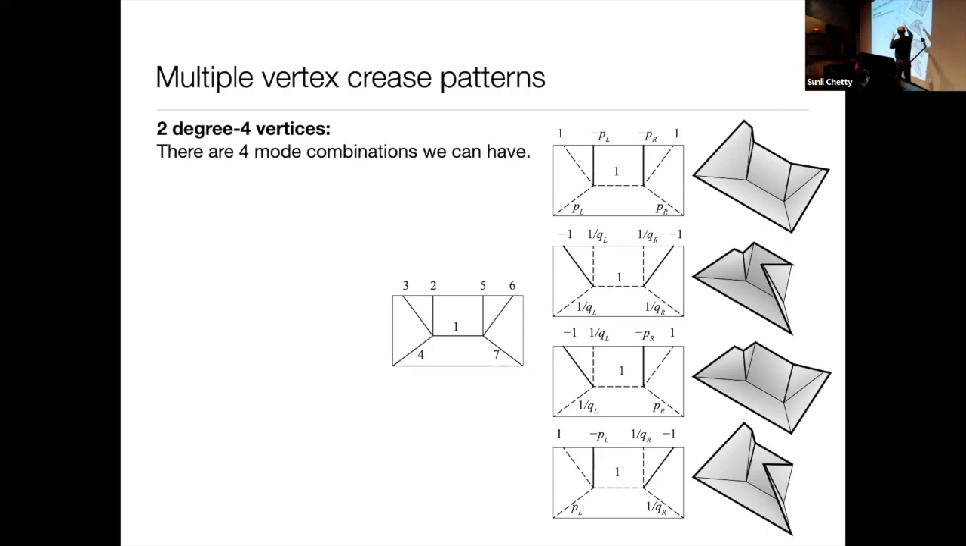Because if you have 2 vertices, then you have 4 combinations of mode 1 and mode 2 that you could do. I think the top one here is both creases being mode 1. This one is both creases being mode 2. This is a mixture of mode 1 there and mode 2 there, and then mode 1 there and mode 2 there.